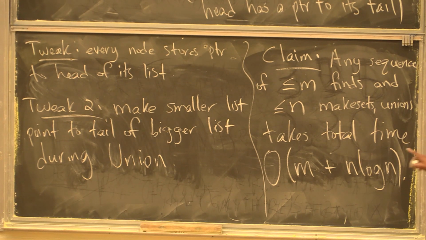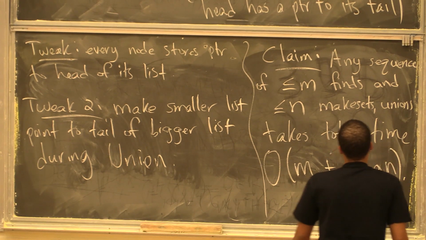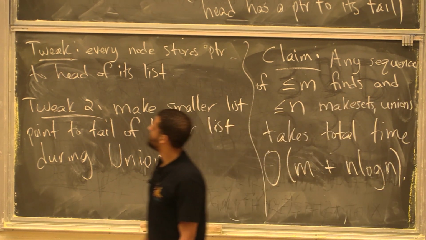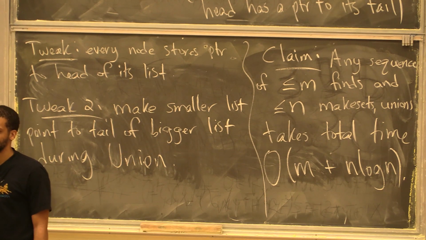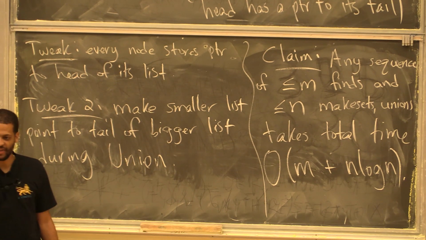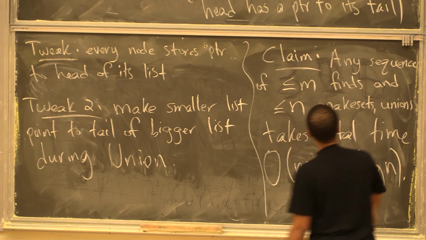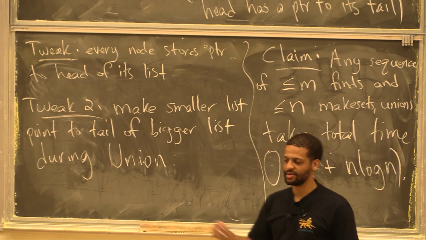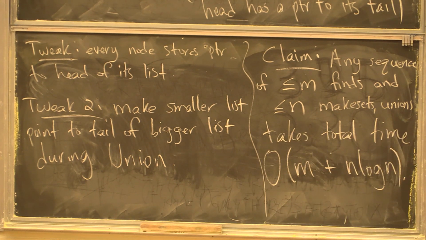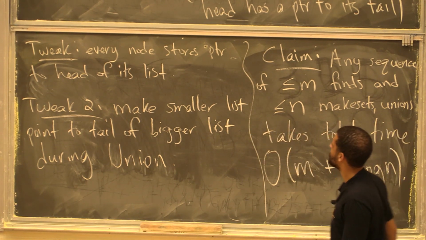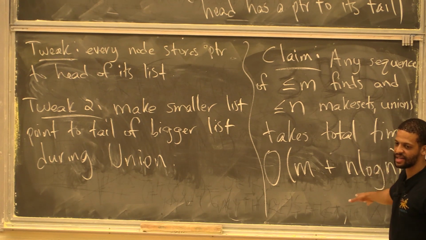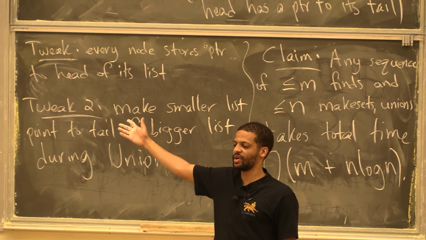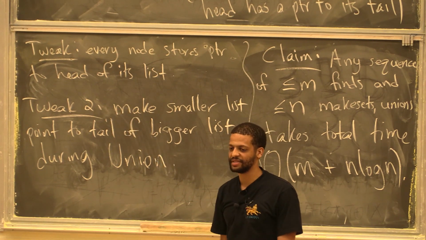But think about what that means for Kruskal's algorithm. When do I do a find? For each edge, I do 2 finds. So I do 2m finds. I do n make sets. And I do exactly n minus 1 unions, because every time I do a union, I decrease the number of components by 1. So what this says is that that whole for loop takes m plus n log n time, and then the sorting is already taking me m log n time to sort E. So sorting is still dominant, so my overall runtime is m log n.